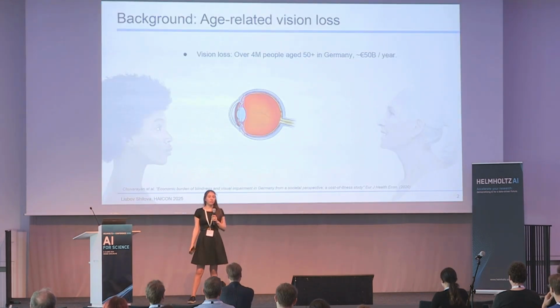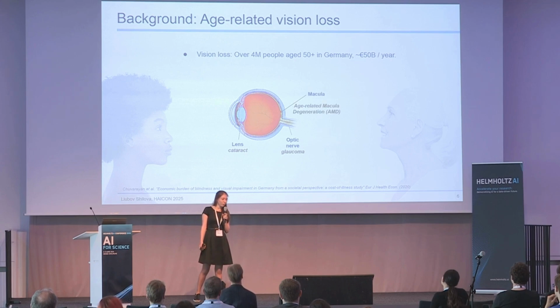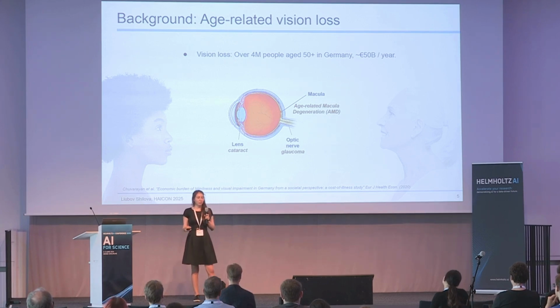In Germany, more than 4 million people over the age of 50 are suffering from vision loss. And this age-related vision loss can result from damage of different parts of the eye. In particular, if you have degeneration of the lens, that leads to cataract, degeneration of the optic nerve leads to glaucoma, and degeneration of macula leads to age-related macular degeneration. And although these diseases are quite prevalent, the exact mechanisms behind them are still not known, and hence there is no effective treatment that would allow you to stop the progression of the disease completely.